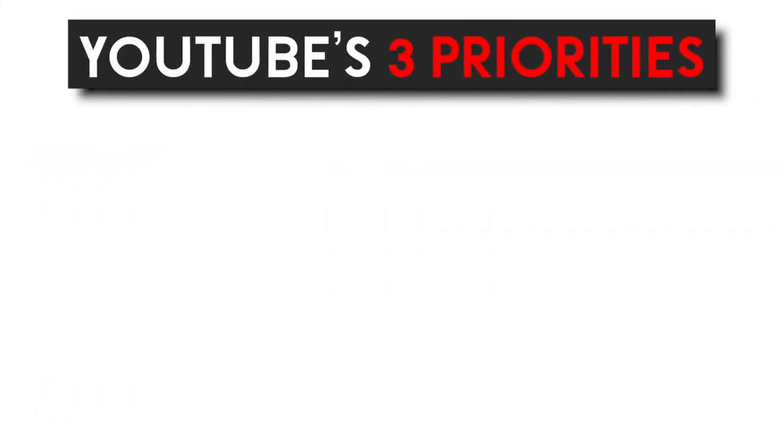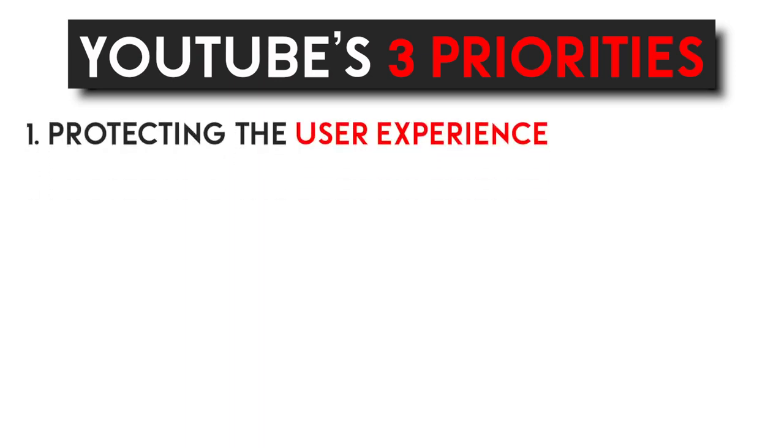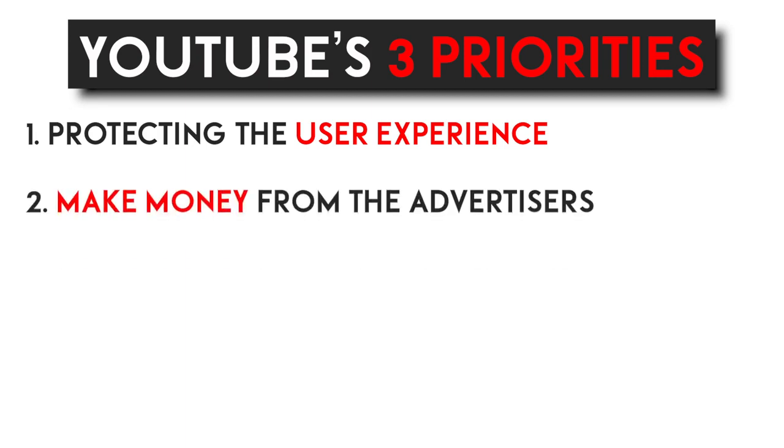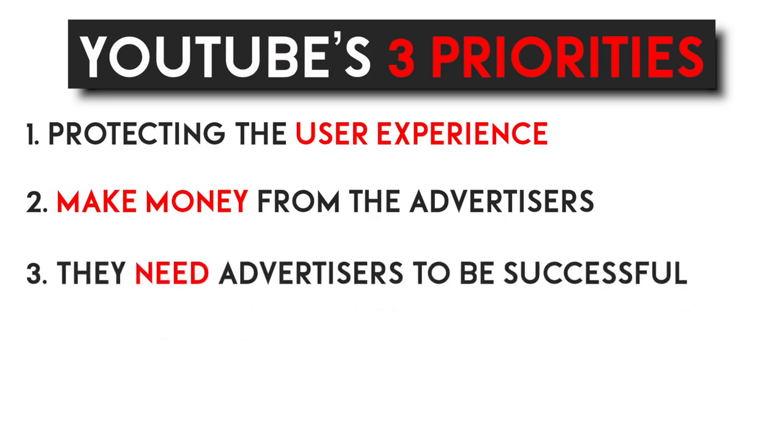So YouTube's three priorities follow in this order. Number one, ensuring YouTube users have a good experience and keep using the YouTube platform. Number two, to make money. And number three, to ensure that YouTube advertisers have success with their advertisements. Now, this is extremely important to understand because if you create ads, sales funnels, and products that give users a negative experience, your account will get shut down as fast as lightning, extremely quick. You'll be banned and you will never be able to advertise on YouTube again.